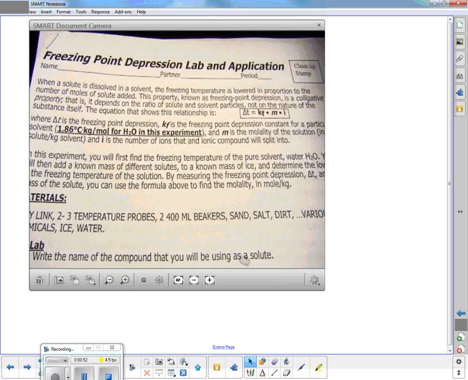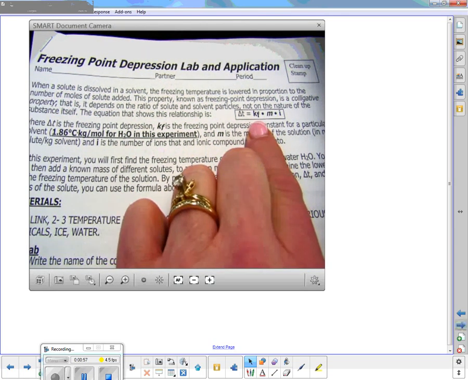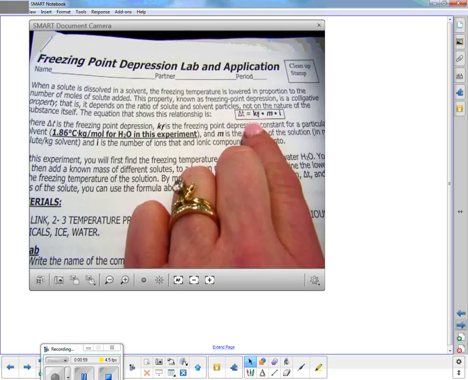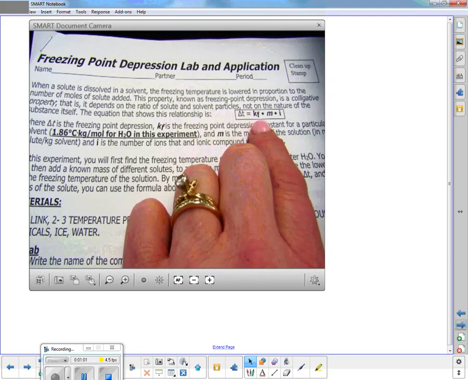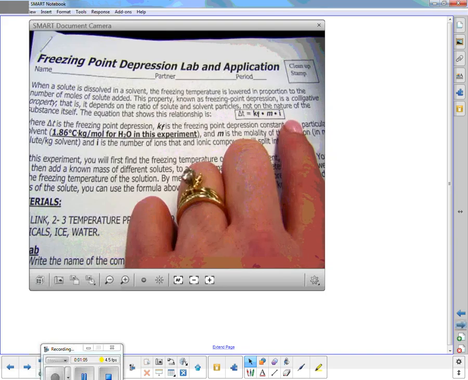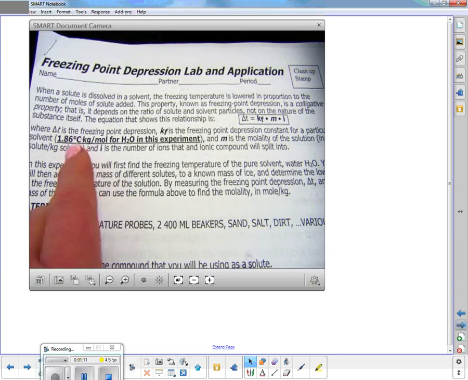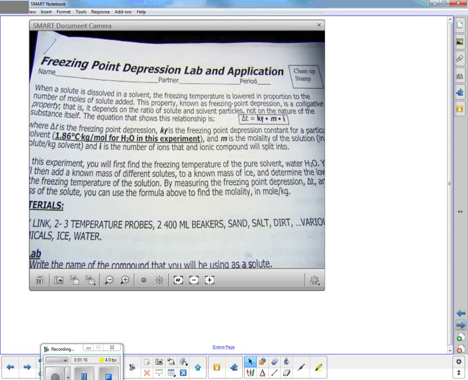We will be using this formula right here to do some calculations. The change in temperature is equal to the K, or constant for freezing for water, the molality, and i is how many parts that your salt will break into. The Kf for freezing is given at 1.86 degrees Celsius.